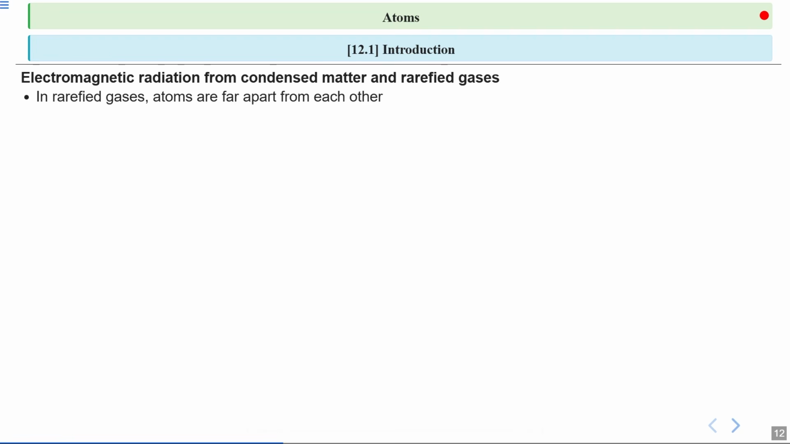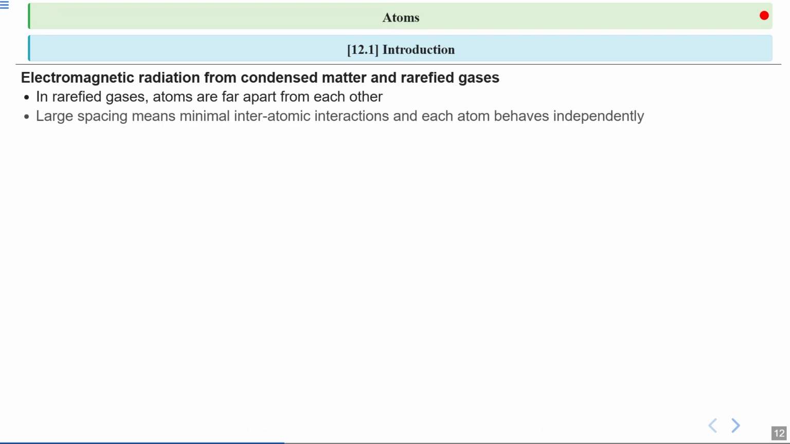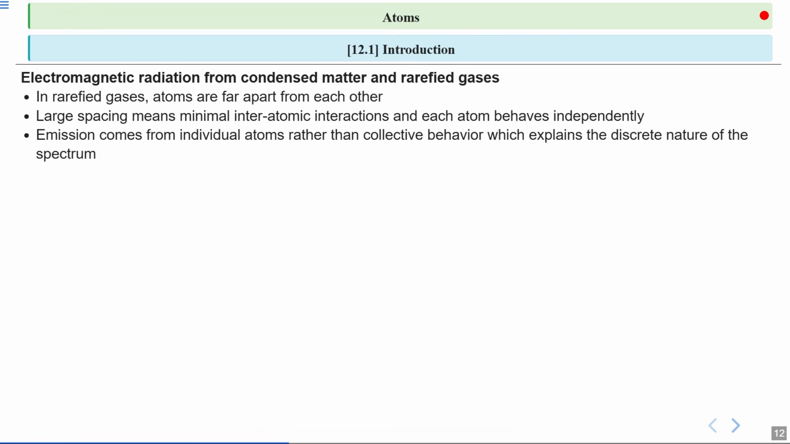In rarefied gases, atoms are far apart from each other. Because the atoms are so far apart, they don't really influence each other. Each atom acts on its own, almost as if it's the only one there. This independence is important because it means the behavior of one atom doesn't affect the others, which is different from what happens in solids or liquids.